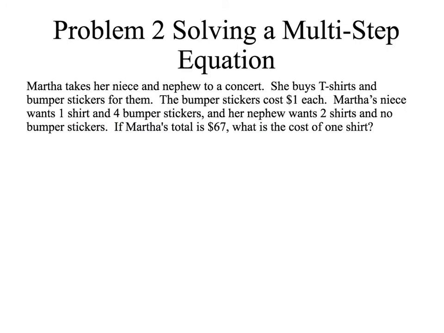Okay, so let's write an equation for this one. Martha takes her niece and nephew to a concert. She buys t-shirts and bumper stickers for them. So I have two different things here. I have t-shirts and bumper stickers. The bumper stickers cost $1 each. Martha's niece wants 1 shirt and 4 bumper stickers, and her nephew wants 2 shirts and no bumper stickers. If Martha's total is $67, what's the cost of 1 shirt? So here's what we want our variable to be. We'll say, what's the cost of 1 shirt? We'll say that S is going to stand for cost of shirt.